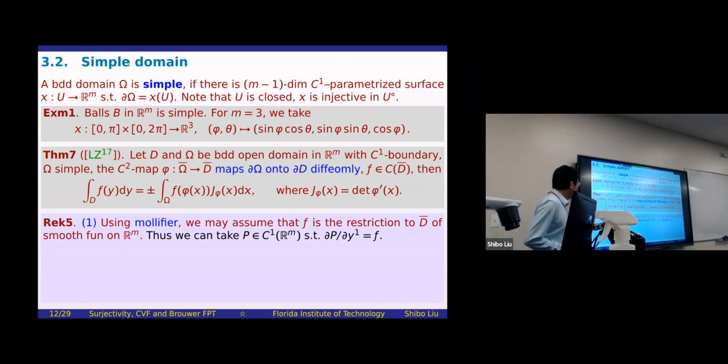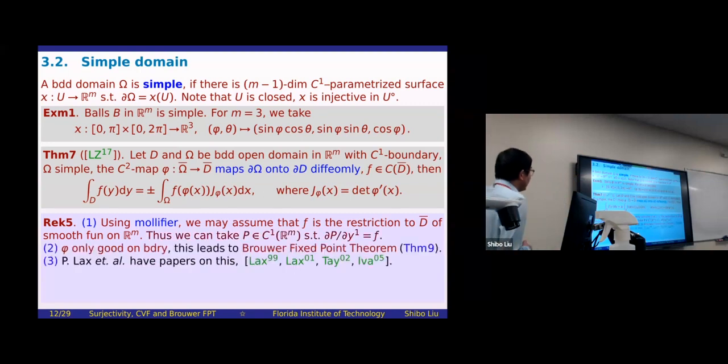Firstly, we can simplify the problem. We just need to study smooth functions f. But the result, by smooth approximation, is also true for continuous functions. Secondly, as I remarked, phi only needs to be good on the boundary. It only needs to map the boundary of omega to that of D diffeomorphically. Different interior points can map to the same point. It doesn't need to be one-to-one.